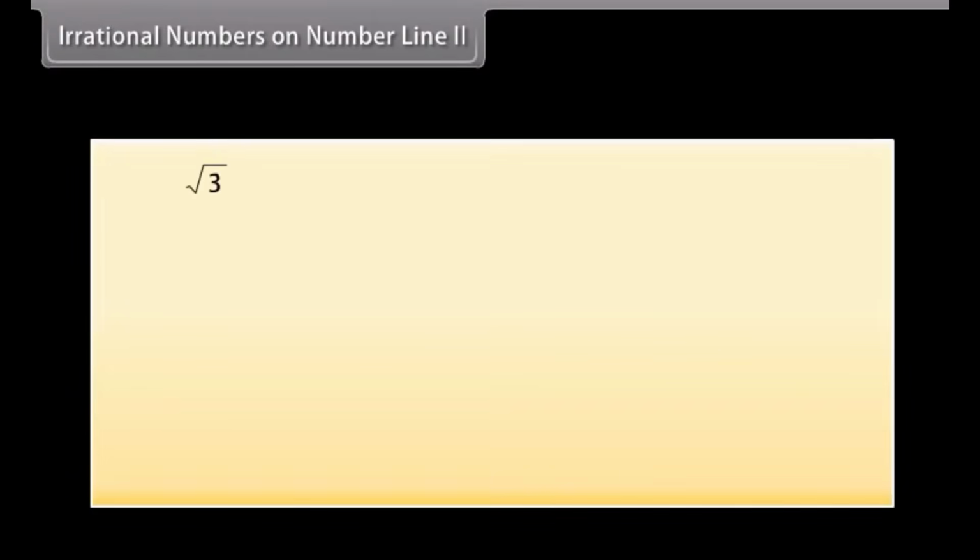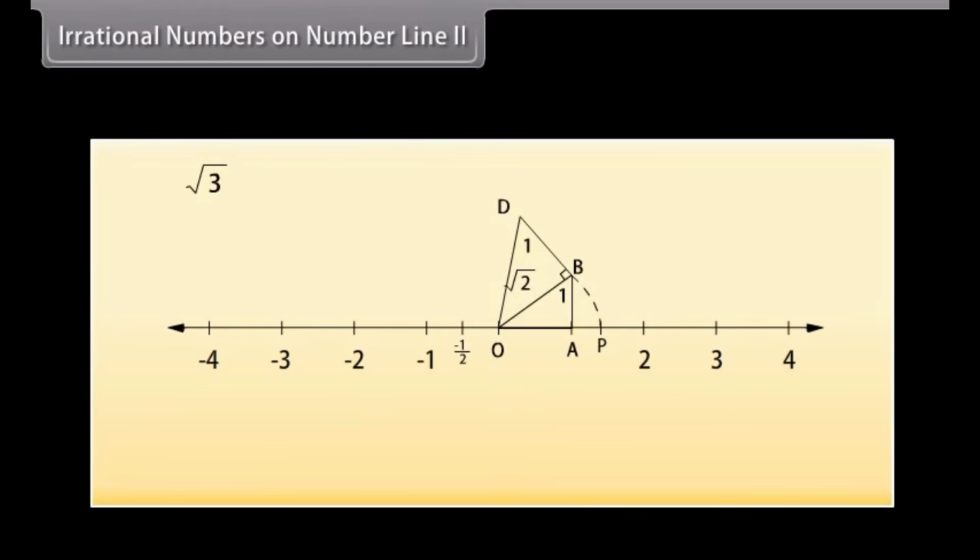Irrational numbers on number line 2. Similarly, to locate square root of 3 on the number line, we will construct BD of unit length perpendicular to OB. Then, by Pythagoras theorem, OD is equal to square root of (square root 2) square plus 1 square, which is equal to square root of 3. Now, by using the compass with center O and radius OD, we will draw an arc intersecting the number line at point Q. The point Q corresponds to square root of 3 on the number line.